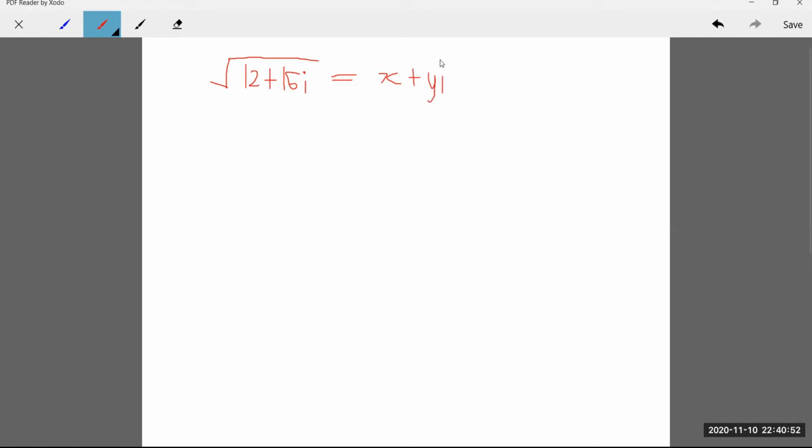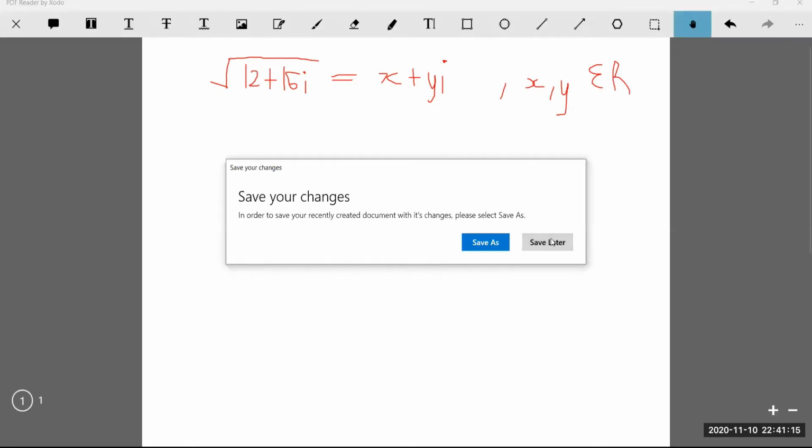The only thing we need to determine is x and y, where x and y are real numbers. Because we know that when we square root a complex number, the result is a complex number. So let's find x and y. We have the square root of 12 plus 16i is equal to x plus yi.